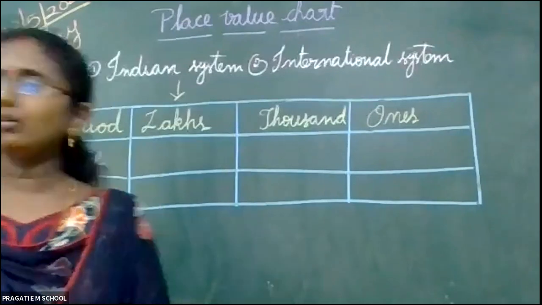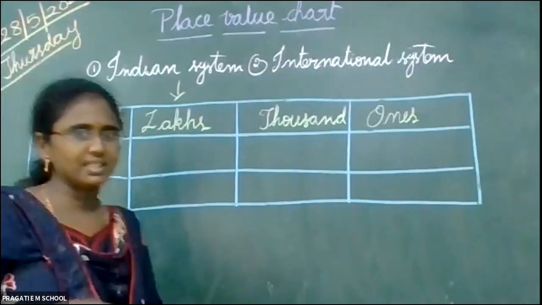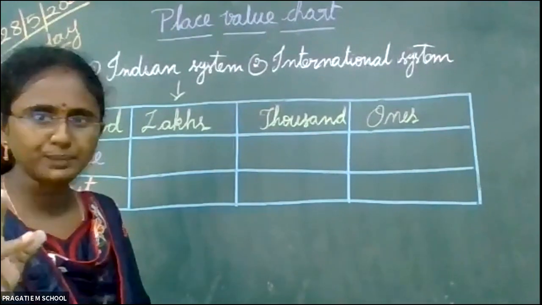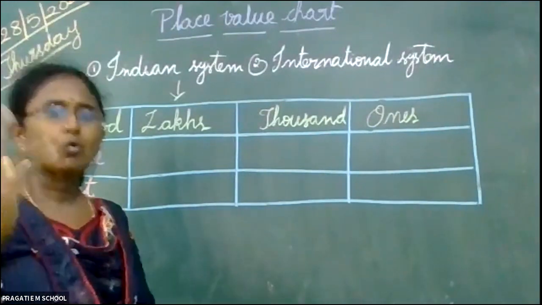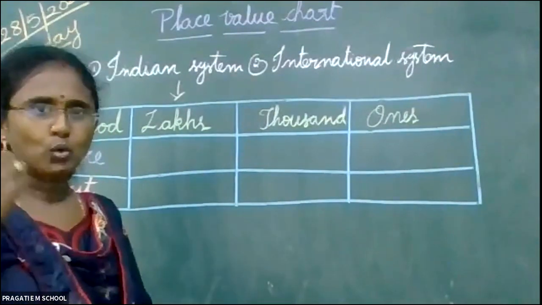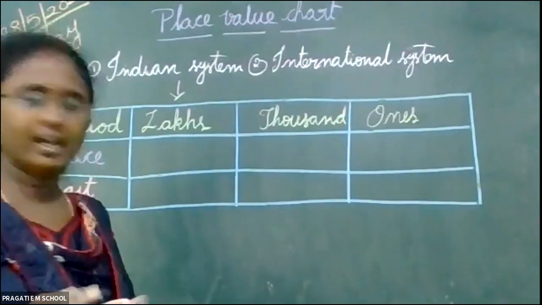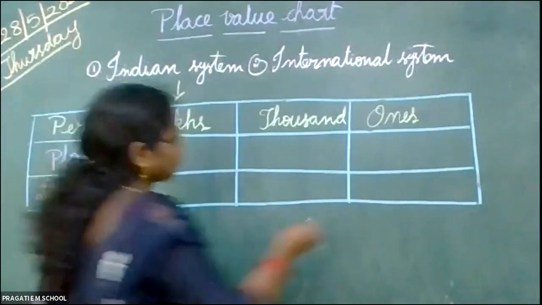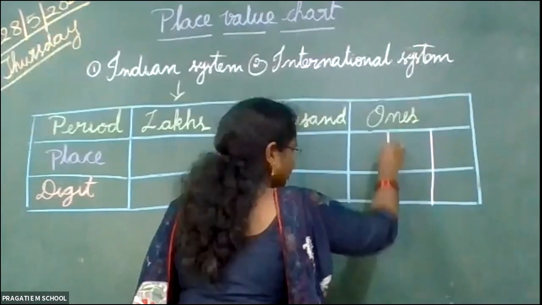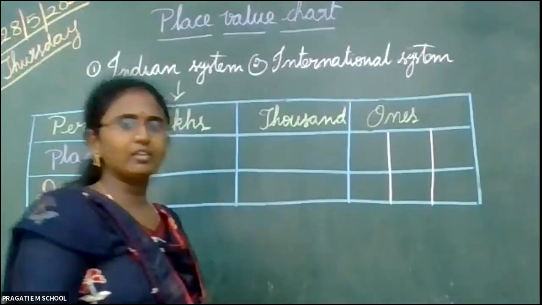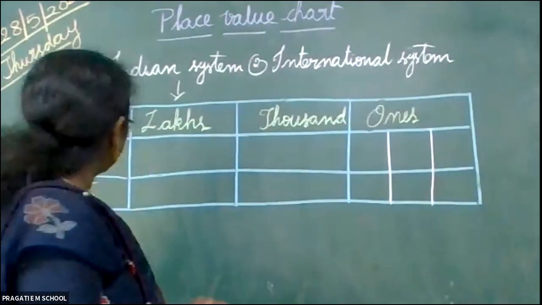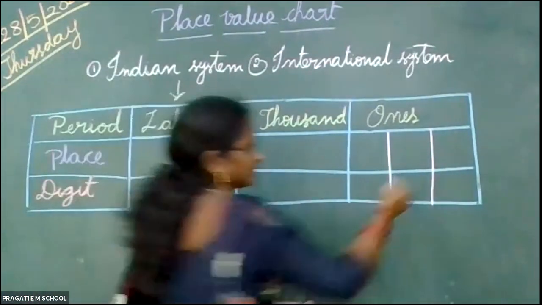Okay. Now, ones period, how many places? It has three places. What are they? Ones, tens, and hundreds. So, I divided the ones places into three parts. That is ones, tens, and hundreds.